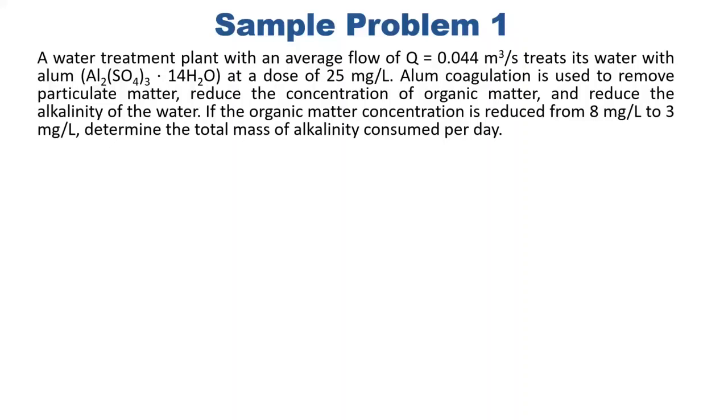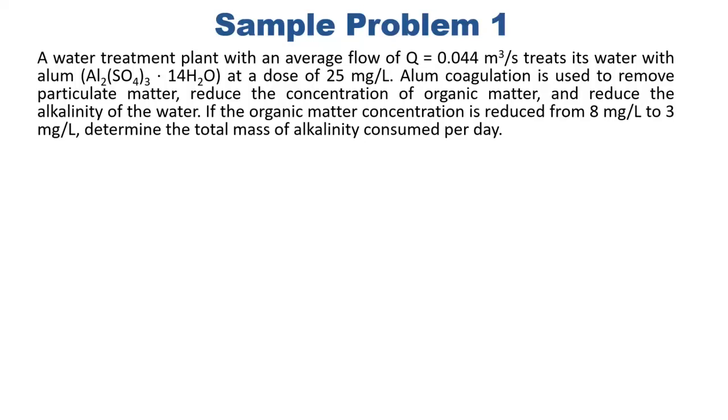Alum coagulation is used to remove particulate matter, reduce the concentration of organic matter, and reduce the alkalinity of the water. If the organic matter concentration is reduced from 8 milligrams per liter to 3 milligrams per liter, determine the total mass of alkalinity consumed per day. So the question is asking for the total mass of alkalinity per day. Okay, let's solve the problem.